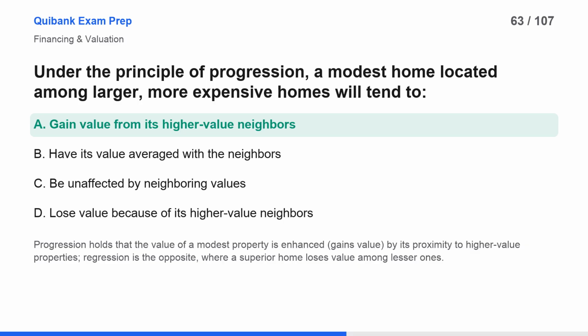The answer is A. Gain value from its higher value neighbors. Progression holds that the value of a modest property gains value by its proximity to higher value properties. Regression is the opposite, where a superior home loses value among lesser ones.